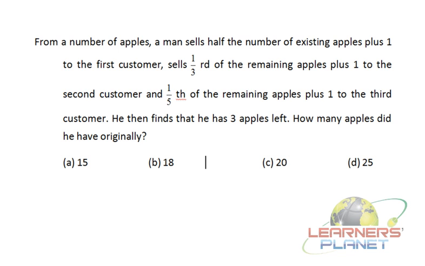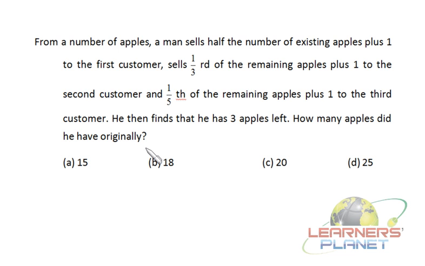now let's see this problem. From a number of apples, a man sells half the number of existing apples plus 1 to the first customer, then sells 1/3 of the remaining apples plus 1 to the second customer, and 1/5 of the remaining apples plus 1 to the third customer. He then finds that he has 3 apples left. How many apples did he have originally?